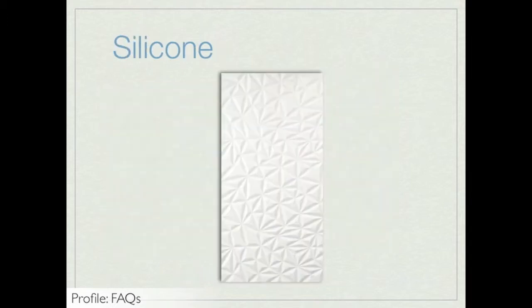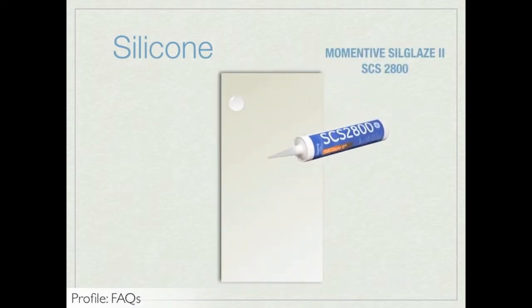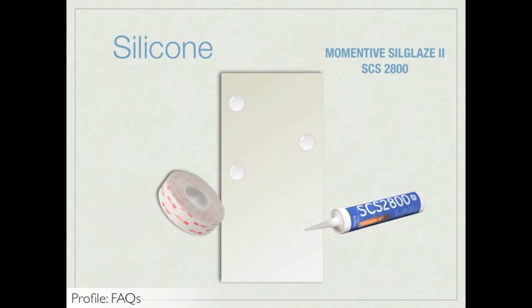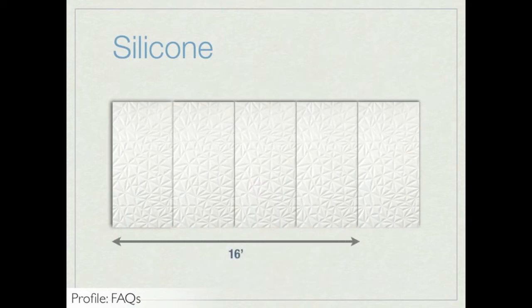An industrial-grade silicone such as Momentive Sil Glaze 2 SCS 2800 can be applied to the back of the panels in combination with 3M 4496 foam tape. Silicone should be applied in dots as it needs moisture or air to cure. Again, alignment of the panels prior to curing is important as the panels cannot be realigned after curing. Panel installations more than 16 feet wide should use panel cleats.